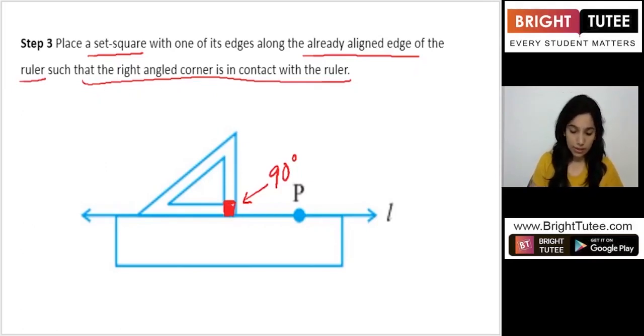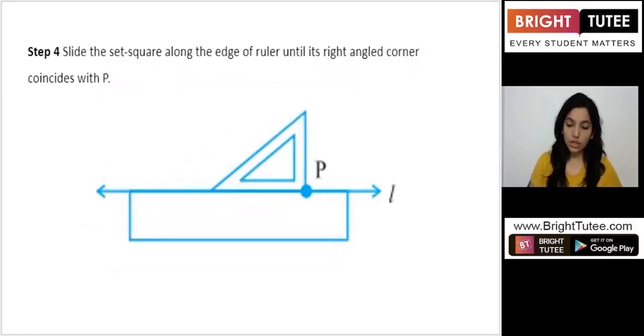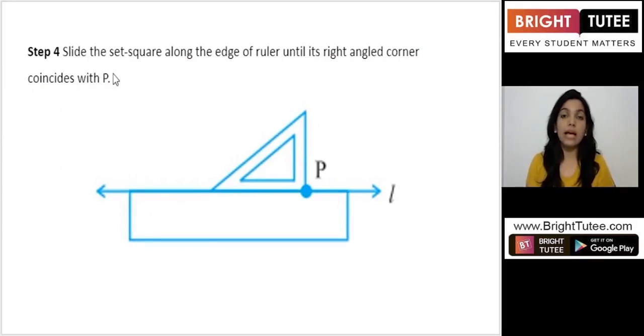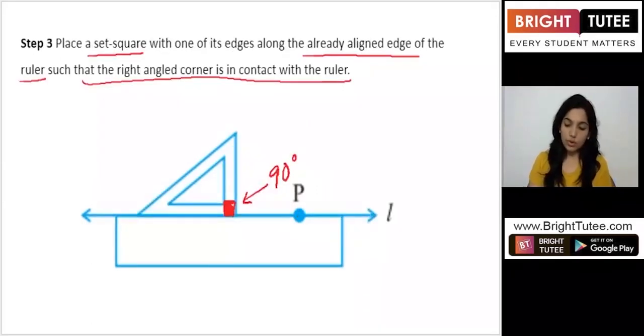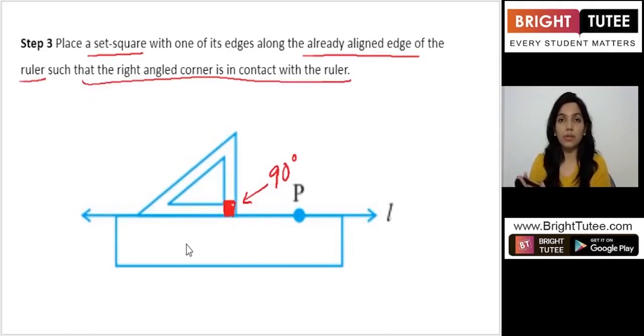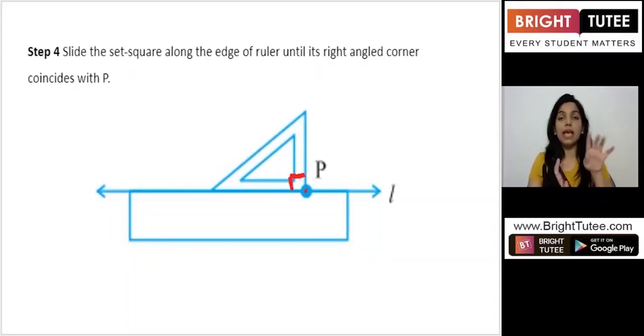Clear? Now it's really simple what you're going to do next. You just simply have to slide the set square along the edge of the ruler until you reach this point P where you have this 90-degree corner on the set square. First you kept this set square anywhere on this line, then you hold the ruler where you have placed it and you just slide your set square until which point? Till the set square's corner touches the point P. Clear?